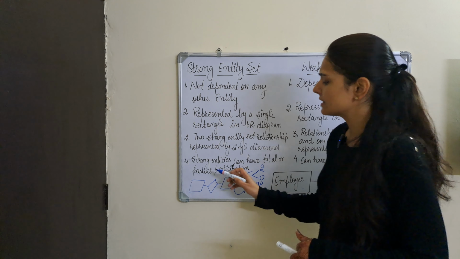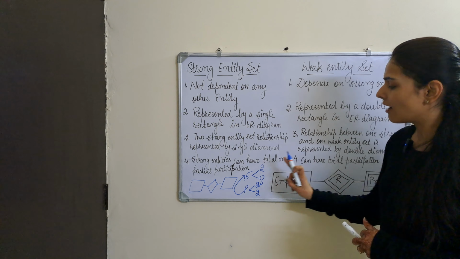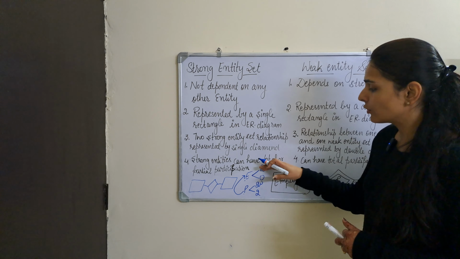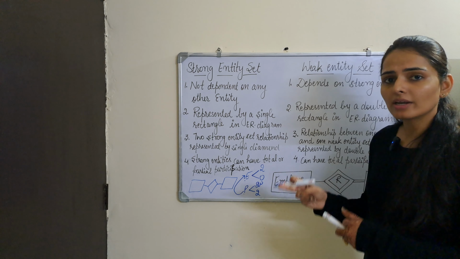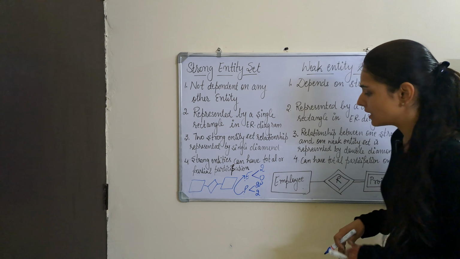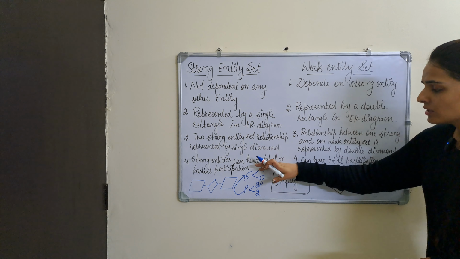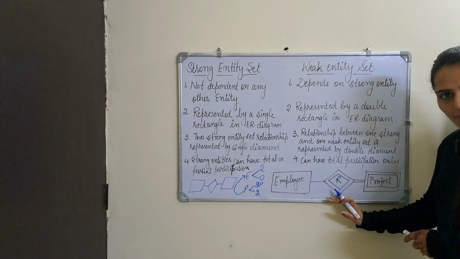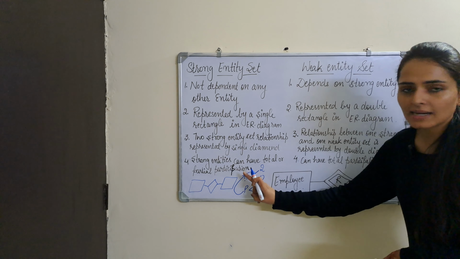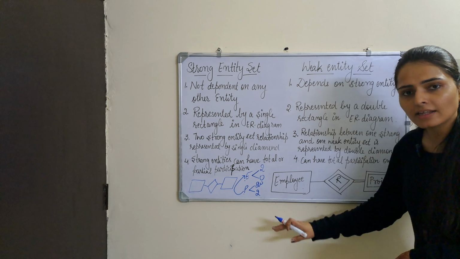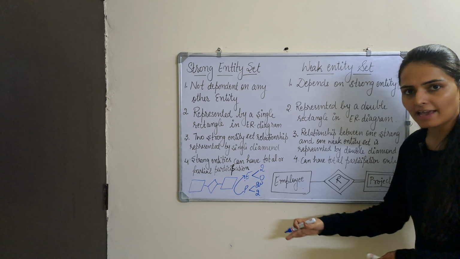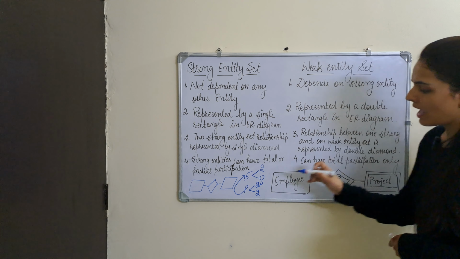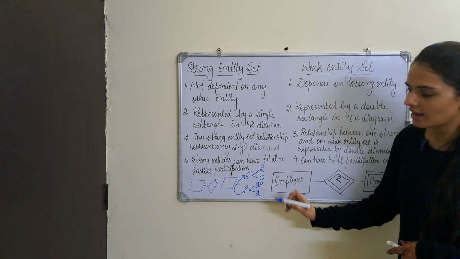Now, next point says that strong entities can have total or partial participation. So we understood about total and partial participation when we discussed the participation constraints: total participation is when all the entities within the entity set have to participate in the relationship, and partial participation is when one or more entities could be left who are free to not participate in any relationship. And we could see that over here as well.